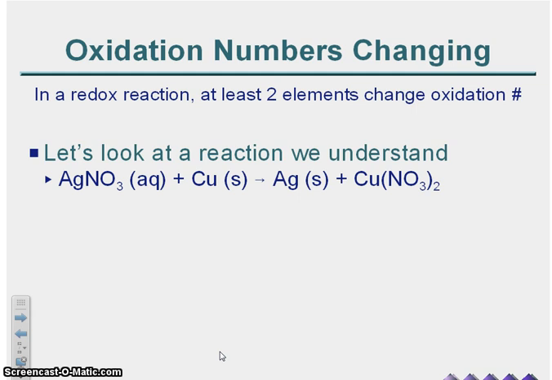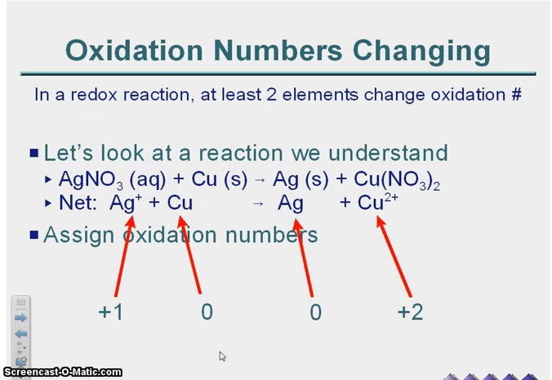So let's look at one we understand from the lab. We remember that silver nitrate reacts with copper metal to form silver metal and copper 2 nitrate solution. Here's the net ionic equation. Ag+ plus copper metal, that should say solid, gives us Ag and copper 2+ ions. The ions are aqueous. We assign the oxidation numbers according to the rules and take a look and check to see.